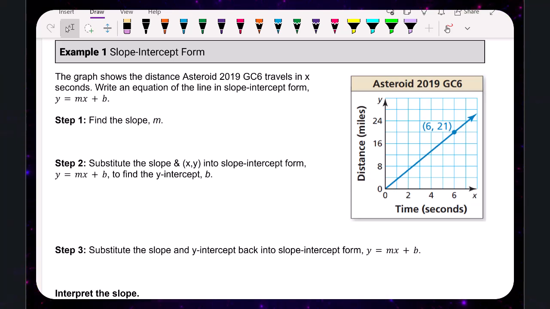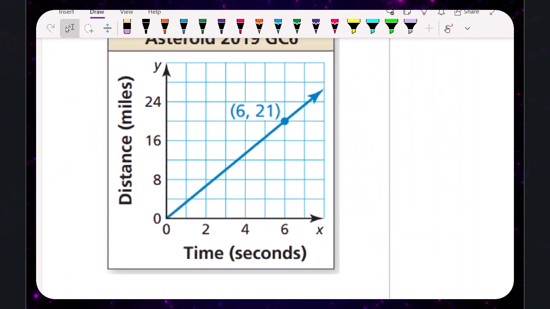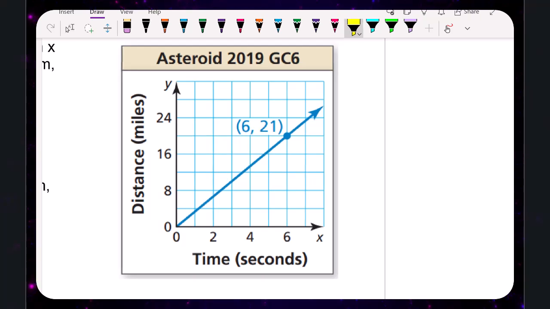It says the graph shows the distance asteroid 2019 GC6, that's its name, travels in x seconds, okay? Whenever you look at a graph, there's things that you need to notice. First of all, you can see that that's a straight line, so it's going to be linear. Second of all, your x is in seconds and your y is in miles, and that's going to be very important pretty soon.